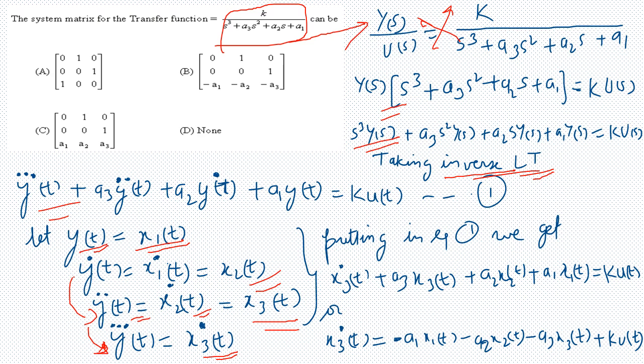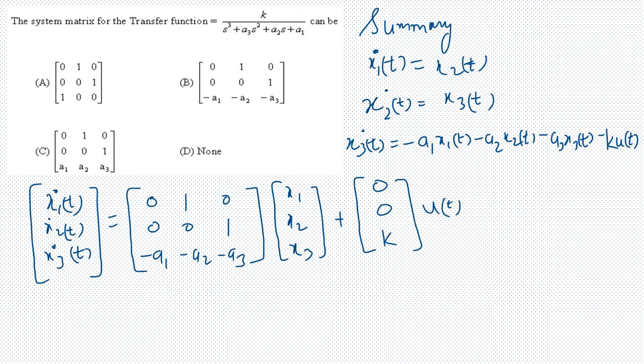From there we calculate x3 dot of t in terms of x1, x2, x3. So x3 dot of t is equal to minus a1 x1 of t minus a2 x2 of t minus a3 x3 of t plus k u of t. This is what we get. Now we have x1 dot of t, x2 dot of t and x3 dot of t. This is our x1 dot of t, this is our x2 dot of t, and this is our x3 dot of t.